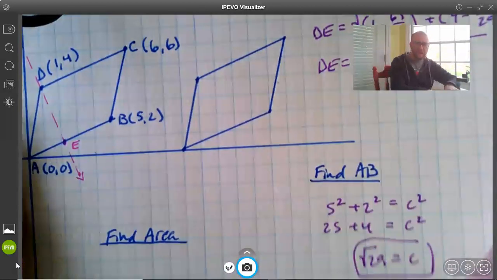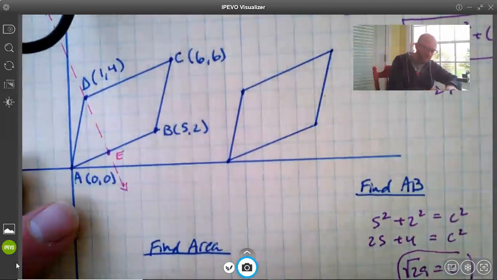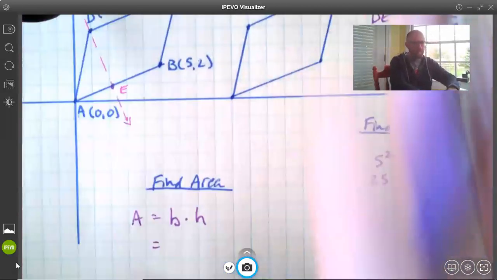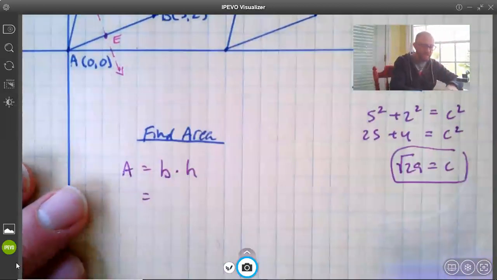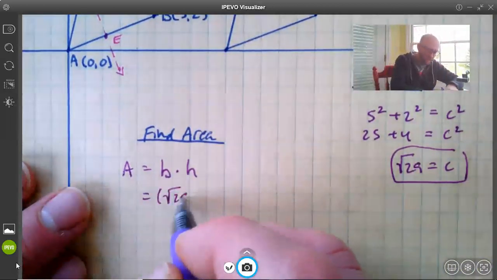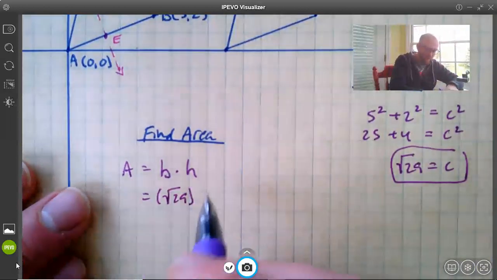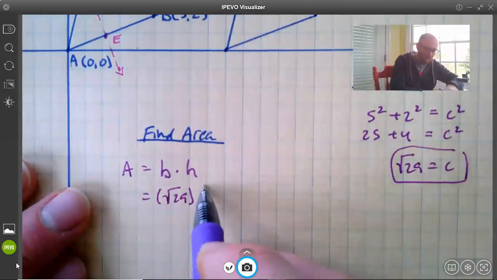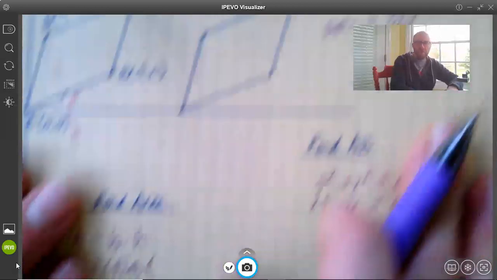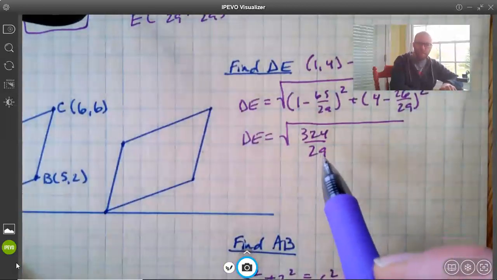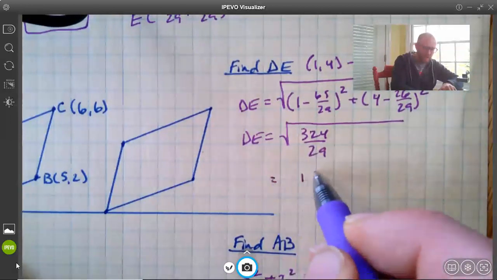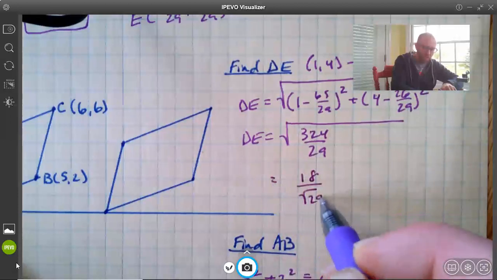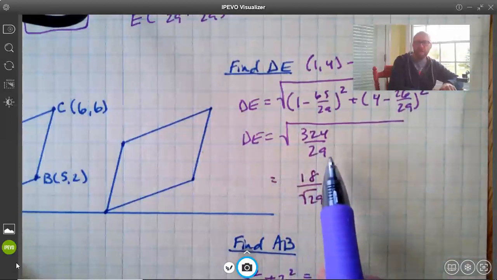And now to find the area, it's just base times height. So area, base times height. That is our base, square root of 29. And our area, here we go, was 324 over 29 with the square root of that. So actually, this works out to 18 over square root of 29. So I take the square root of 324, I just get 18.